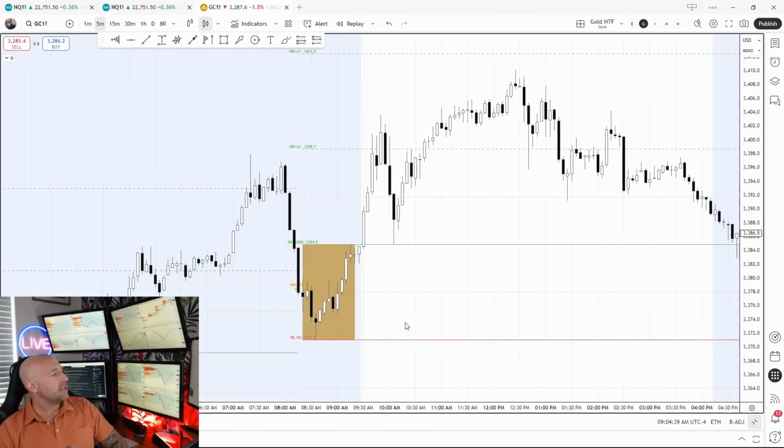Here's another variation where we broke the initial balance high. We went all the way to the initial balance extension. We came back, we back tested it to the tick. We held, and that was where your nice long setup was.